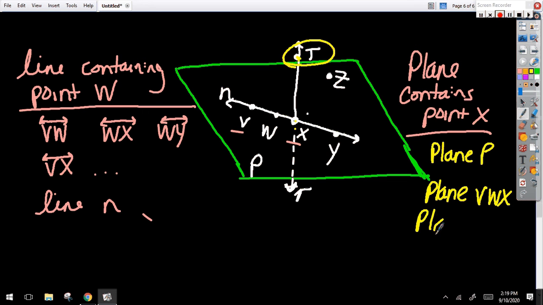VWX. It could be plane XYZ. It could be plane, it doesn't even have to have the X in the naming. It could be plane VW. Oh, I already did that, didn't I? VWZ, VWY. Any combination here, as long as you're not including that T, is perfectly acceptable. Okay, and I won't name them all because there are 36 different ways that we could name this.